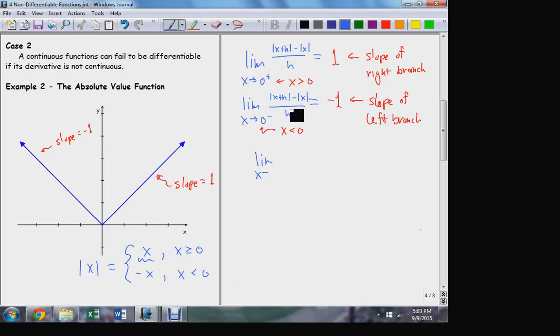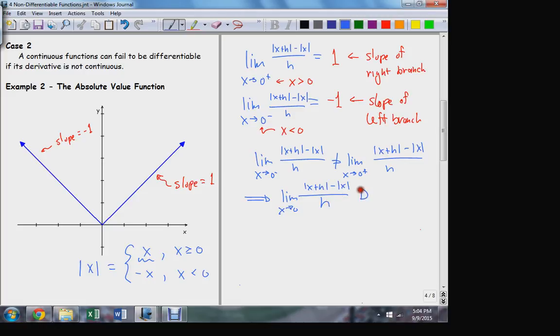Okay, so what have I shown? I've shown that the limit applied to the difference quotient from the left is not the same as the limit of the difference quotient as I approach from the right. And so that means that the big limit doesn't exist. And that means that f prime of 0 is undefined. F prime of 0 is the value of that limit. This limit fails to exist, so there is no definition for the derivative at 0. So this shows that just because a function is continuous doesn't mean it must be differentiable, because this function is continuous at 0. But it's not differentiable there.